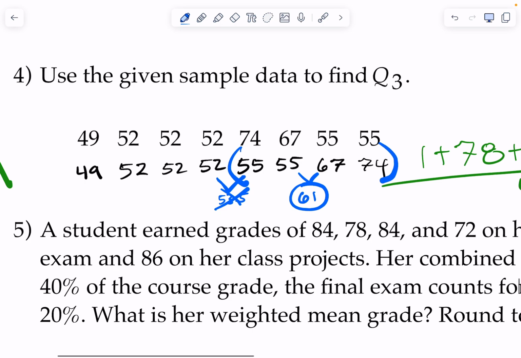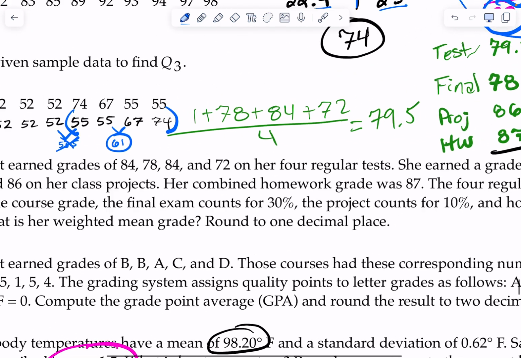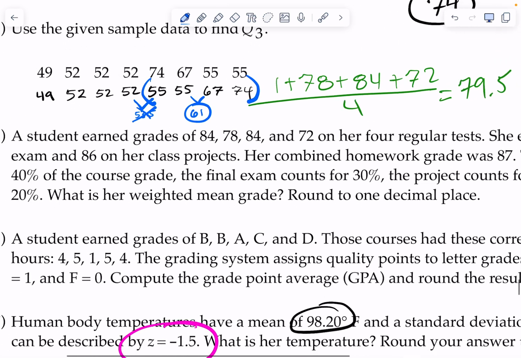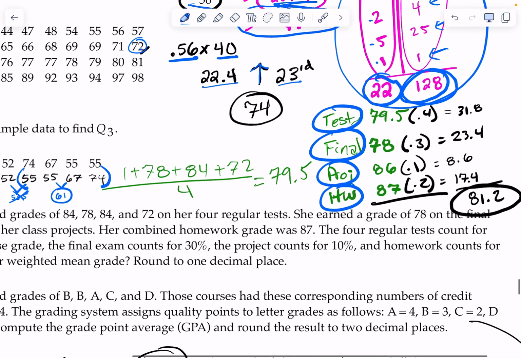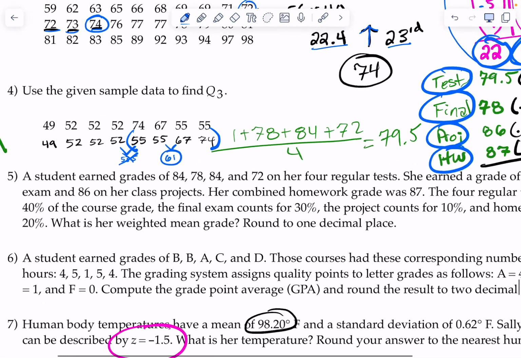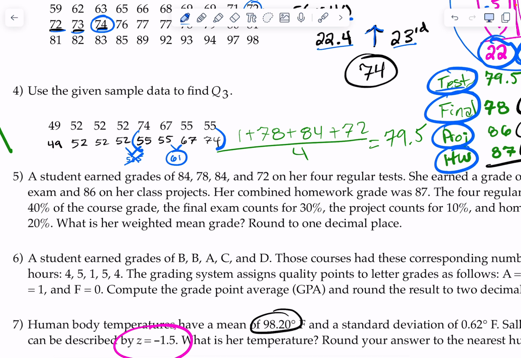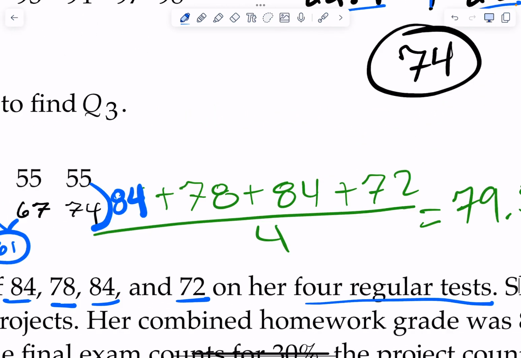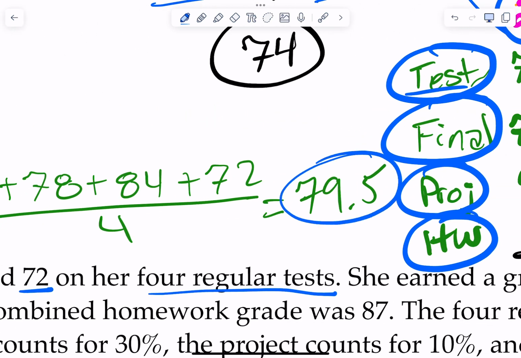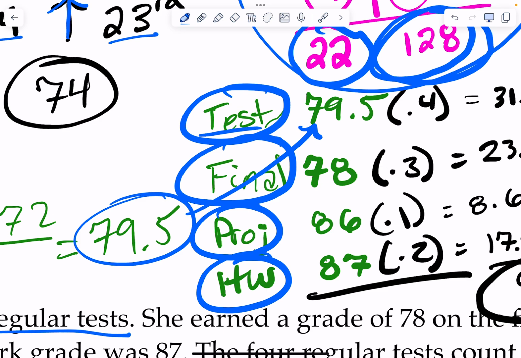Okay, number 5, we're talking about different categories. There are 4 different categories that we have going on here. We have a regular test, we have a final, we have a project, and we have a homework. Now, it does not give me what the regular test score is. It says we earned grades of 84, 78, 84, and 72 on our 4 regular tests, which means I have to add those 4 together and divide by 4 to get my average test score. So 79.5, that is my average test score.